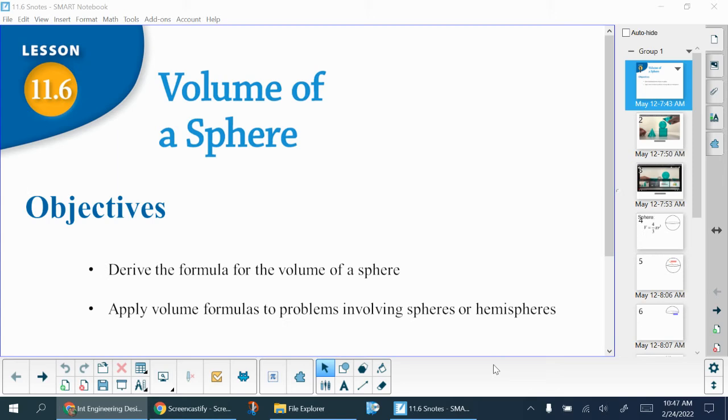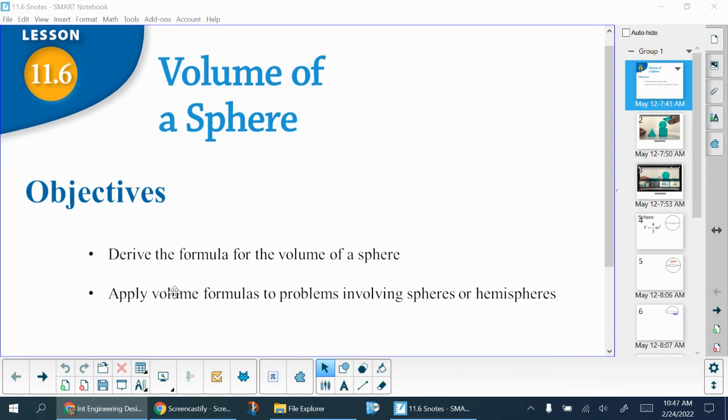Okay, so this video is going to cover section 11.6 in the geometry book. It's over volume of a sphere. We're going to start off by talking about where this volume formula comes from, but then we're going to apply that volume formula to basically finding the volume of spheres and hemispheres and a few other little examples of where those might show up in real life.